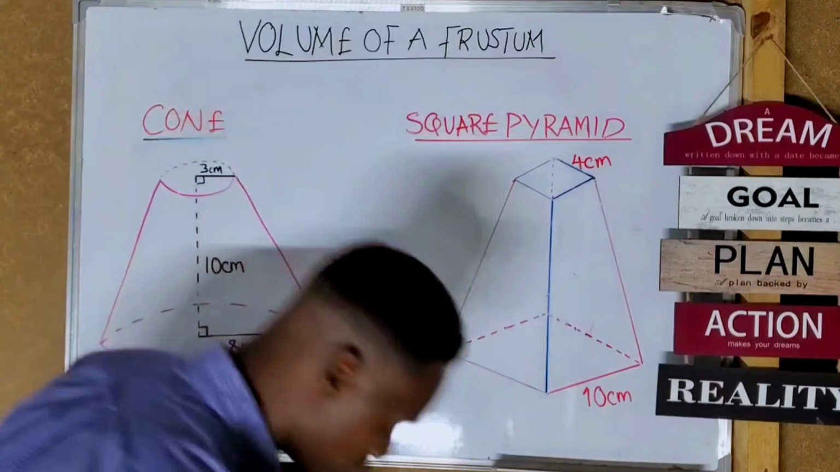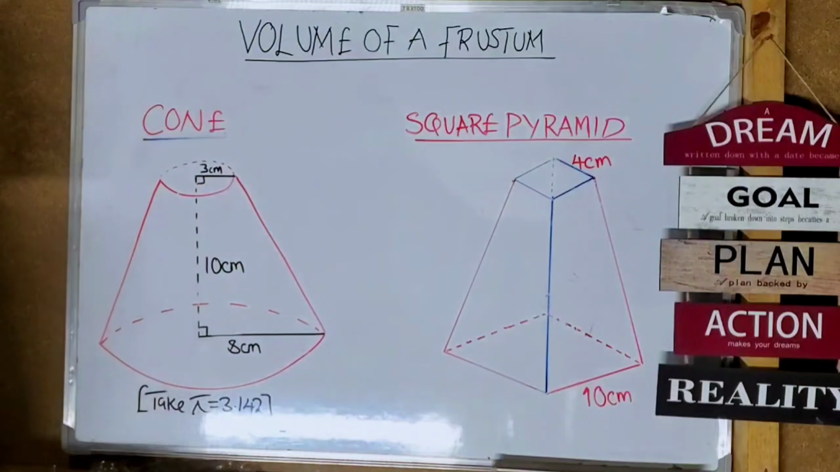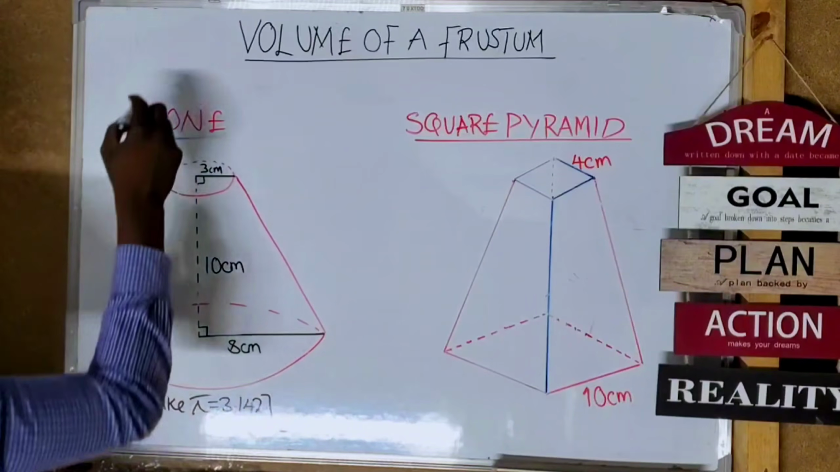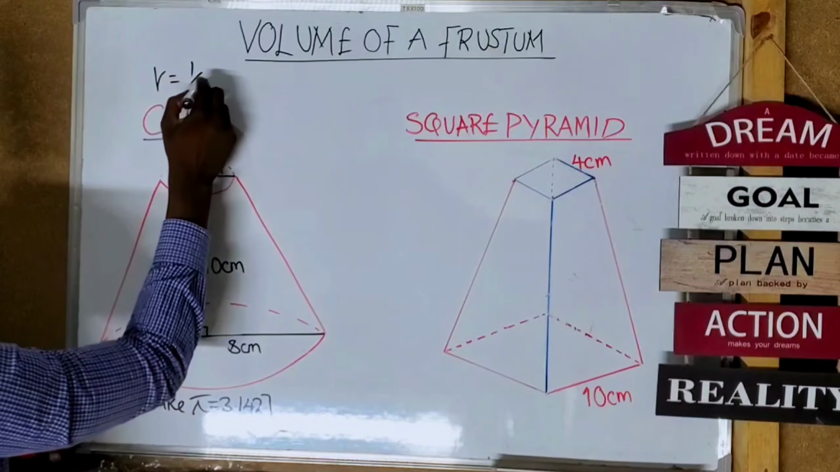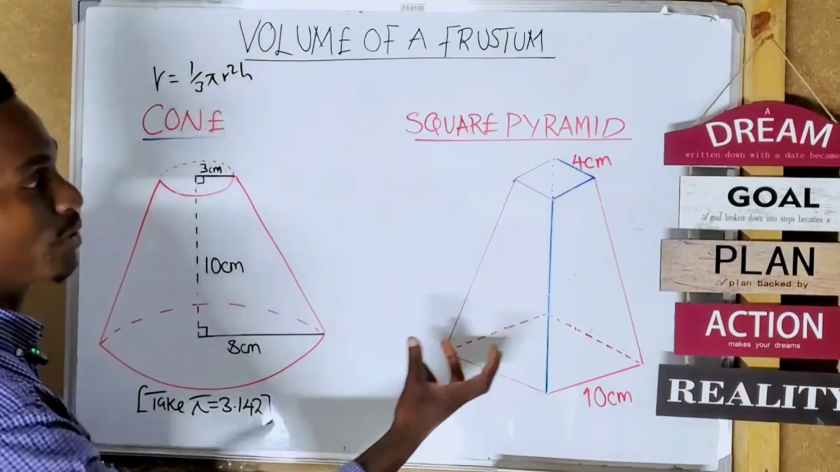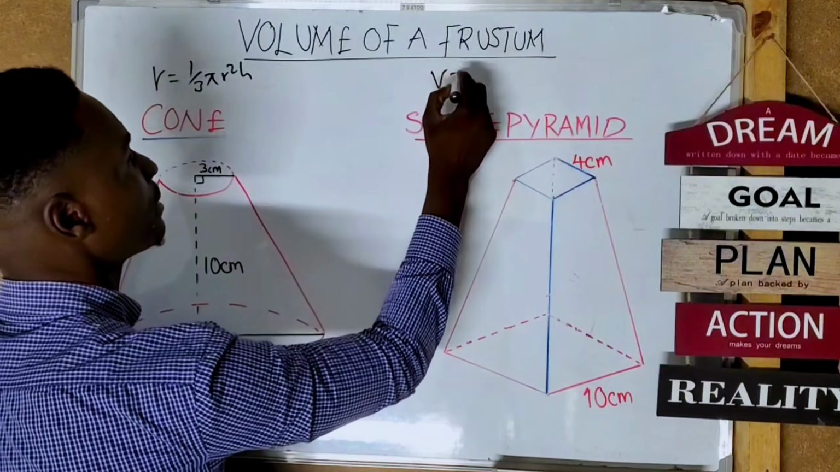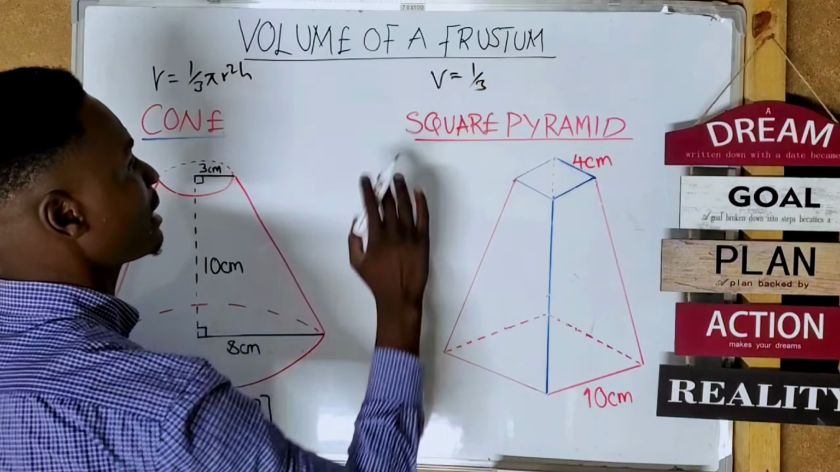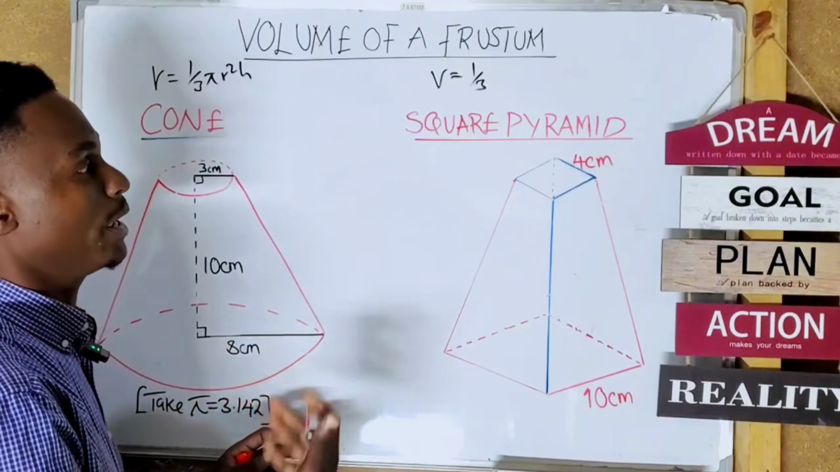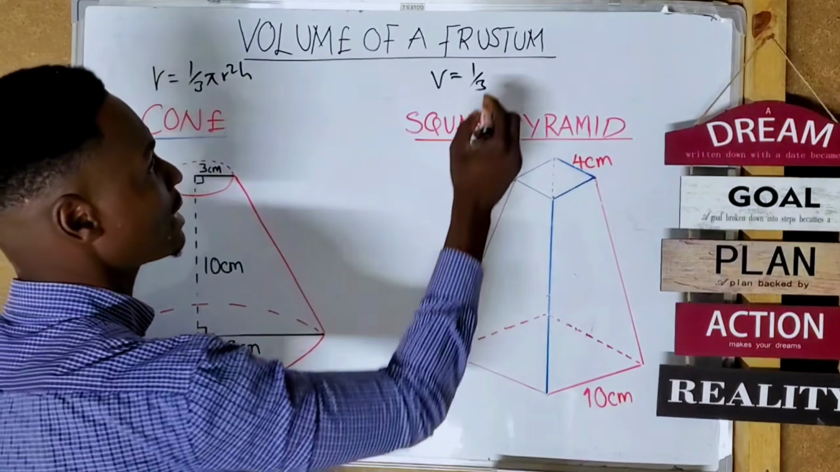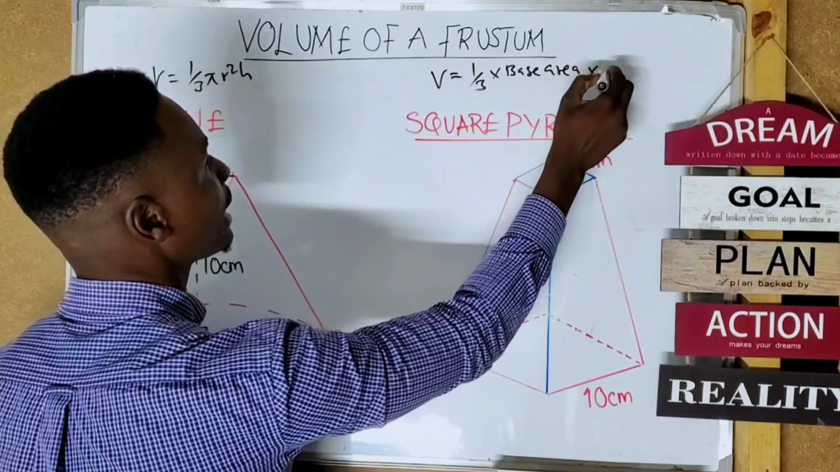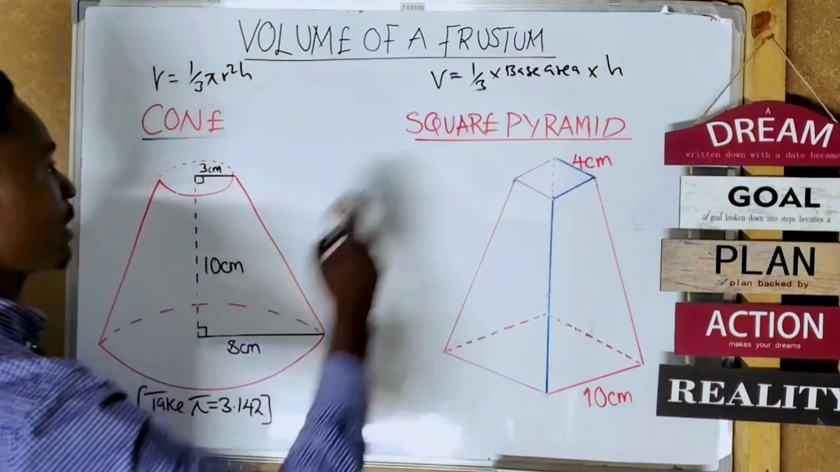Now, finding volumes of these two geometrical figures is simple. There is this formula that you commonly know, that volume of a cone is equal to 1/3 πr²h. Then the formula for finding the volume of a square pyramid is volume equals 1/3. By the way, not only for a square pyramid, but also for a rectangular pyramid, you can just say 1/3 times the base area times height, which is the perpendicular height.